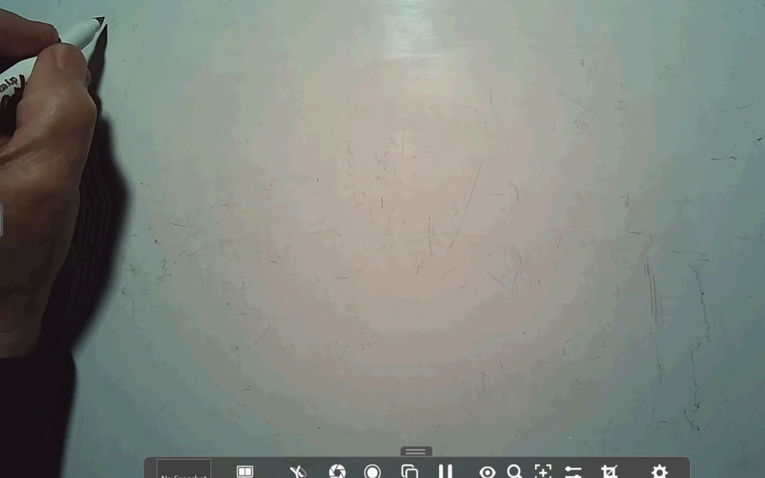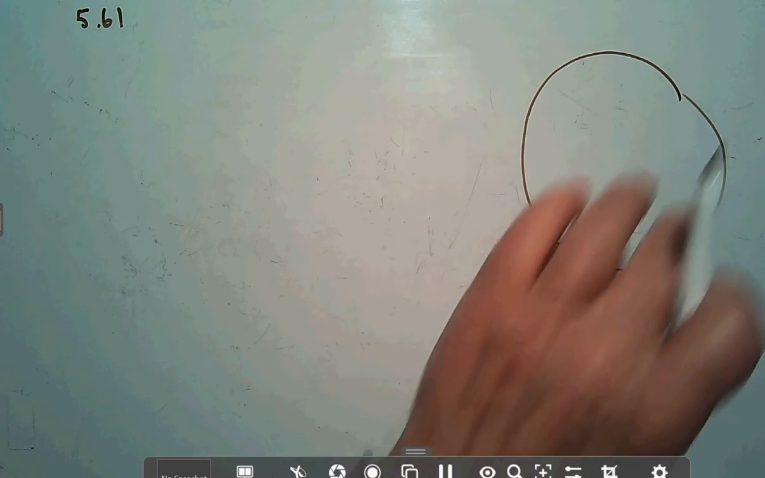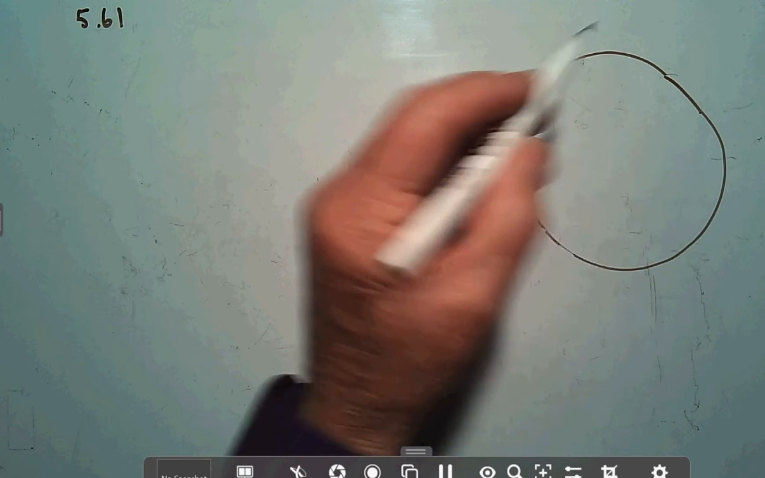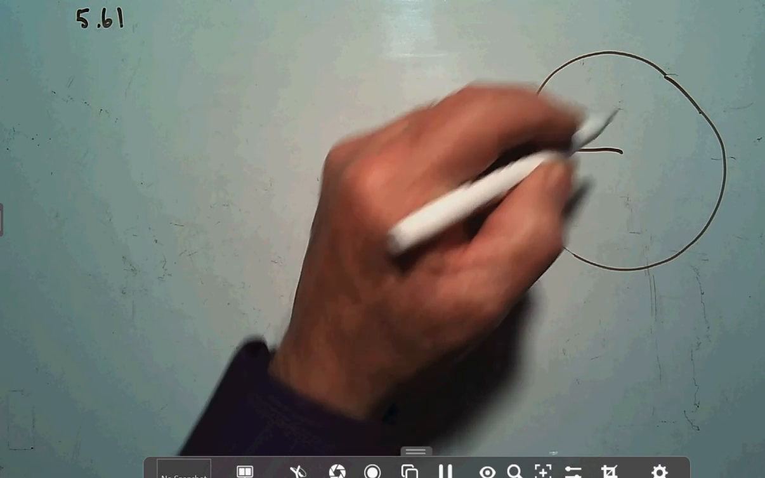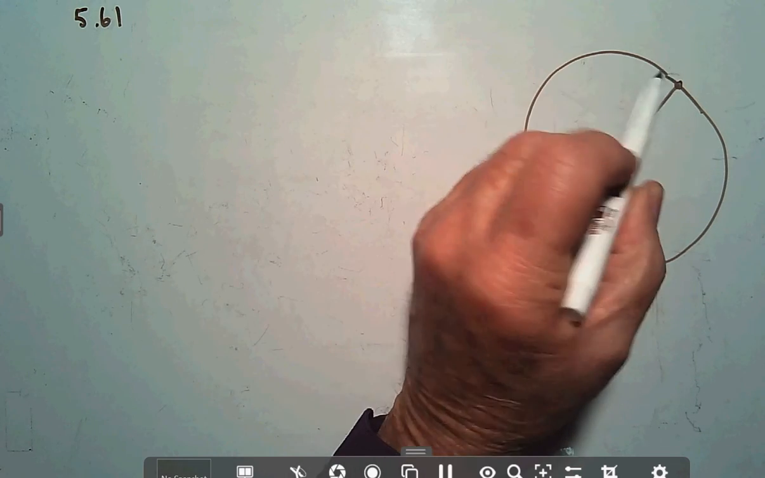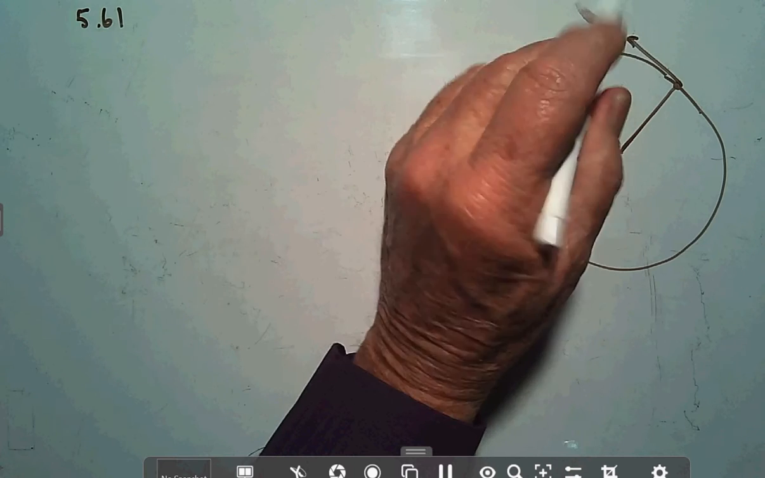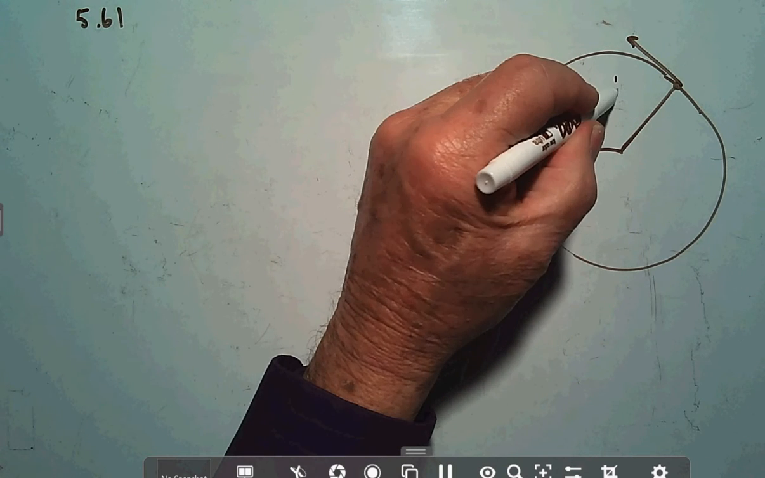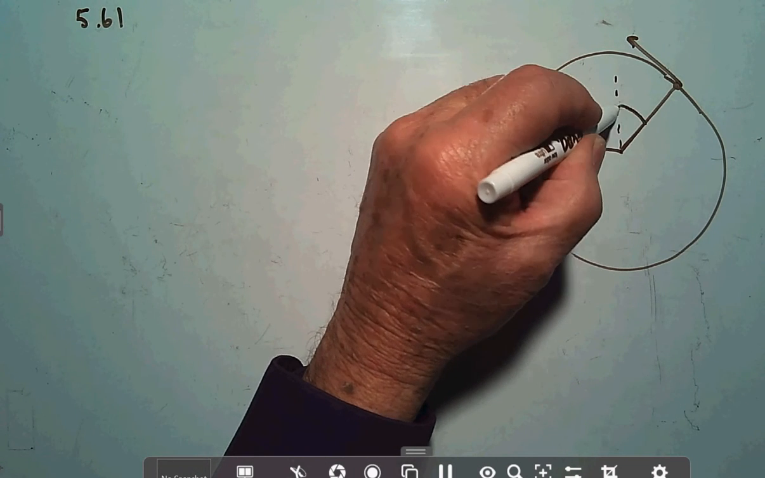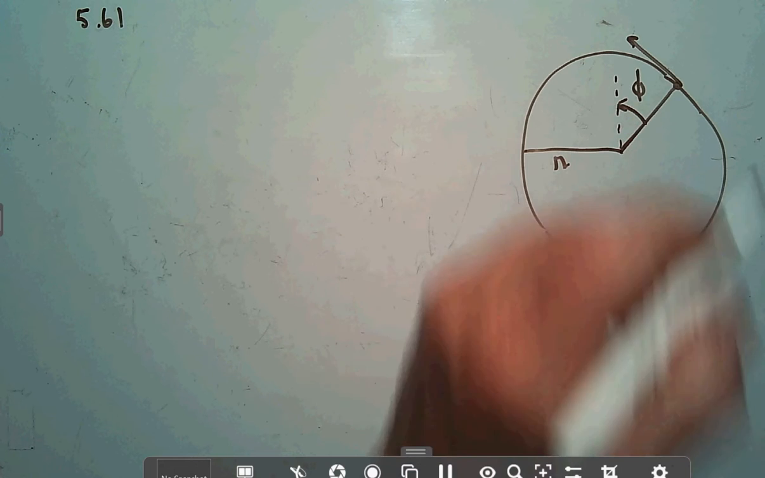This is problem 5.61. And in this problem, we have a loop-to-loop roller coaster. It has a radius r, and on it is a car with a velocity v. This car is not going fast enough. It will fall off when this angle phi here... well, it'll fall off at that angle if it's not going fast enough, okay?